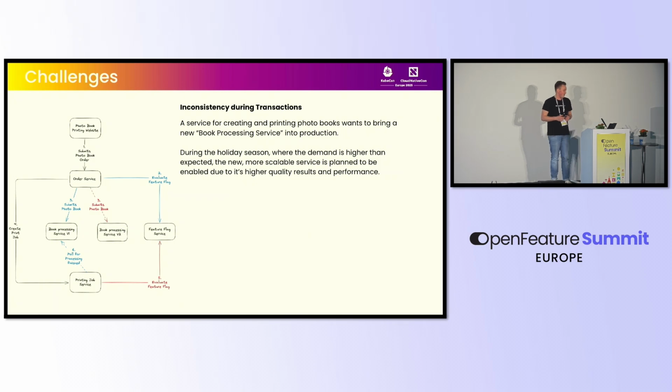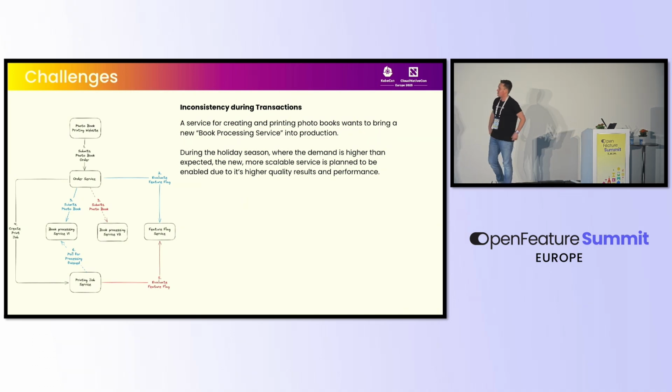So the first one that we see is the inconsistency during transactions. In this case, we have a book printing service where you can upload some images, then you do a nice layout of that, then you can order it, print it, and then it's delivered to you. In this case, we assume that the old service is getting outdated.